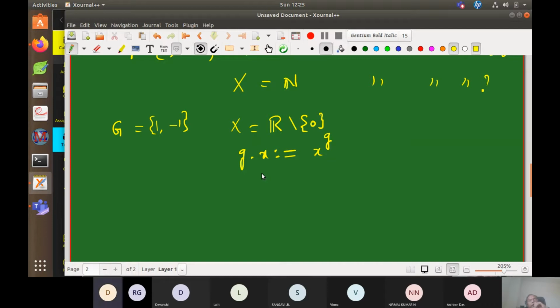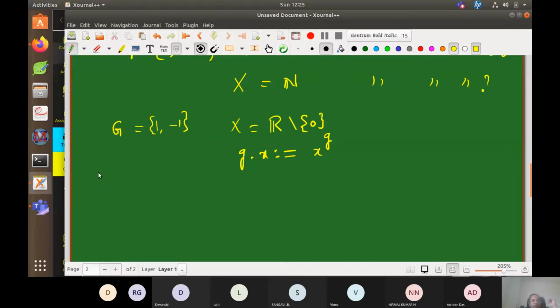Now it's fine, sir. So you can easily check that 1 dot x equals x to the power 1, which is x. So the identity will work. -1 is 1 by x. So is it true that the second property also holds? Have you checked in your mind? g h dot x.